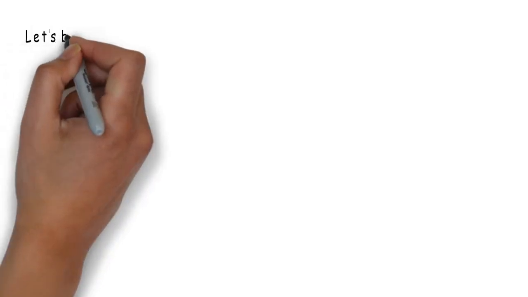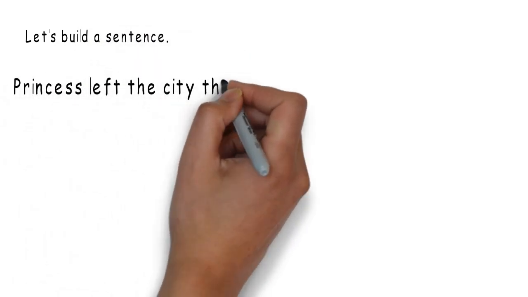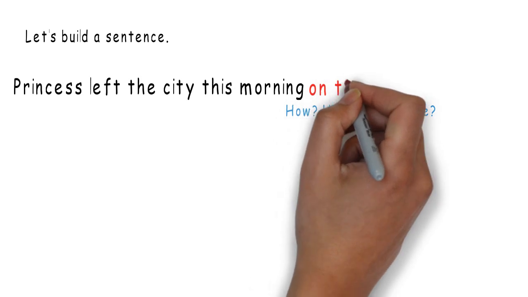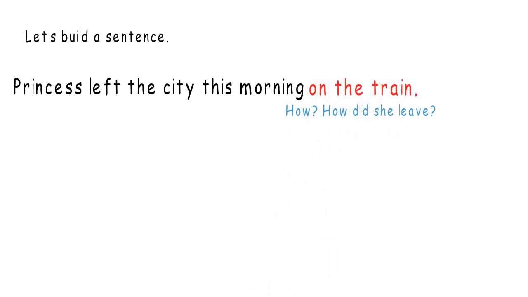Let's build a sentence. Princess left the city this morning. How? How did she leave? Princess left the city this morning on the train.